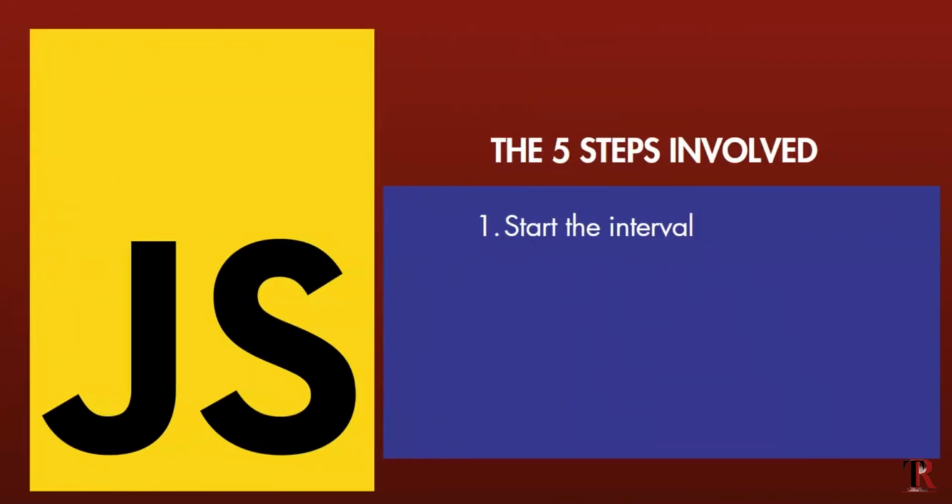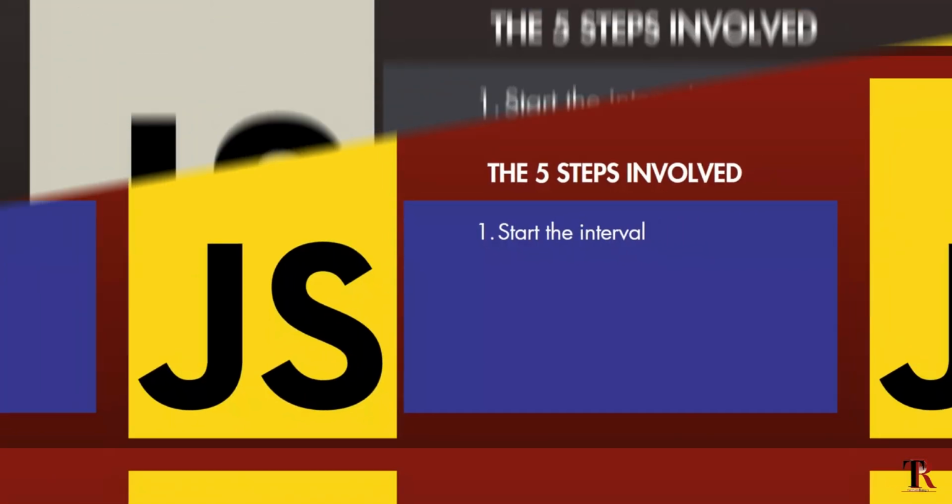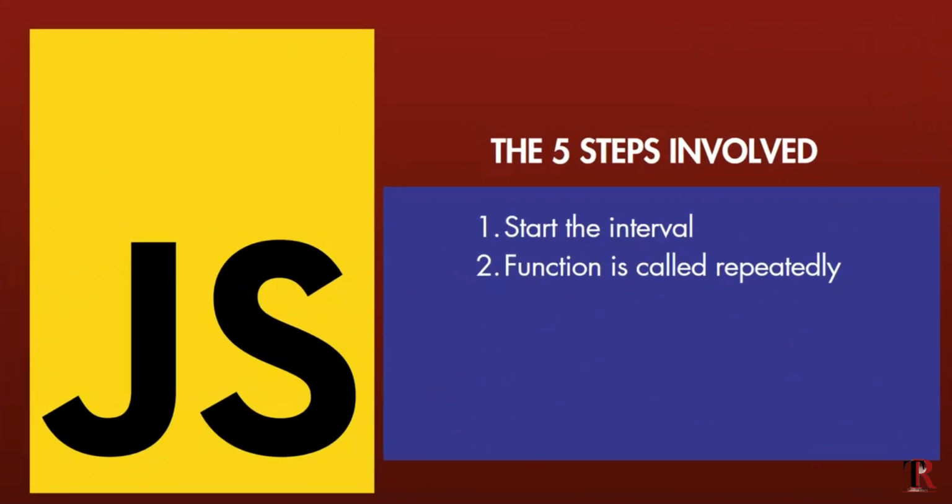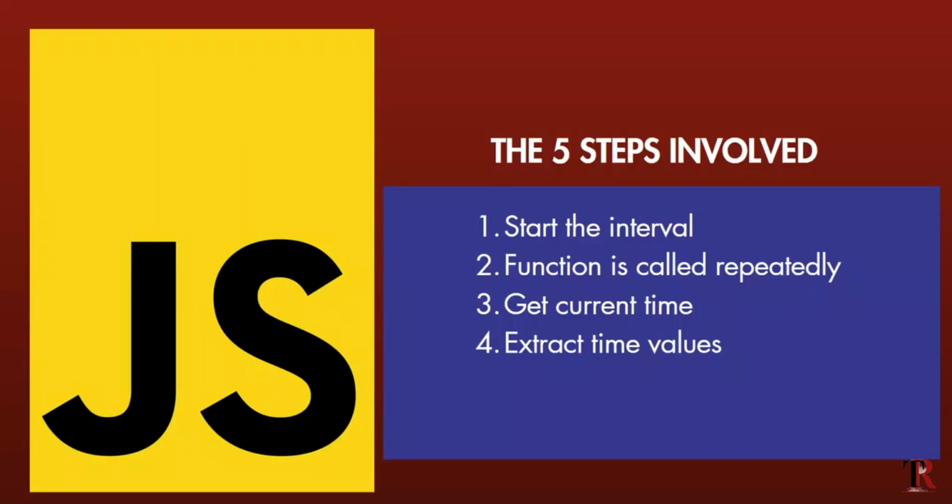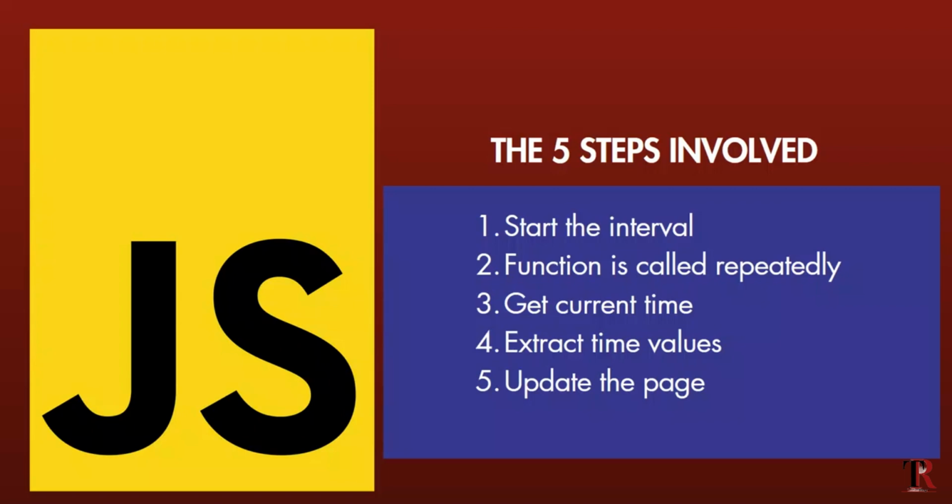Here are the steps to follow to build the live digital clock. Number 1, start the interval, which runs show time every 1000 milliseconds, which is equivalent to 1 second. Step 2, we are going to plug in a function that runs again and again. Step 3, we need a way to get the current time through a new date object. Step 4, we need a way to extract time values in order to get hours, minutes, and seconds. Step 5, we need to update the page in order to display the time on the screen.